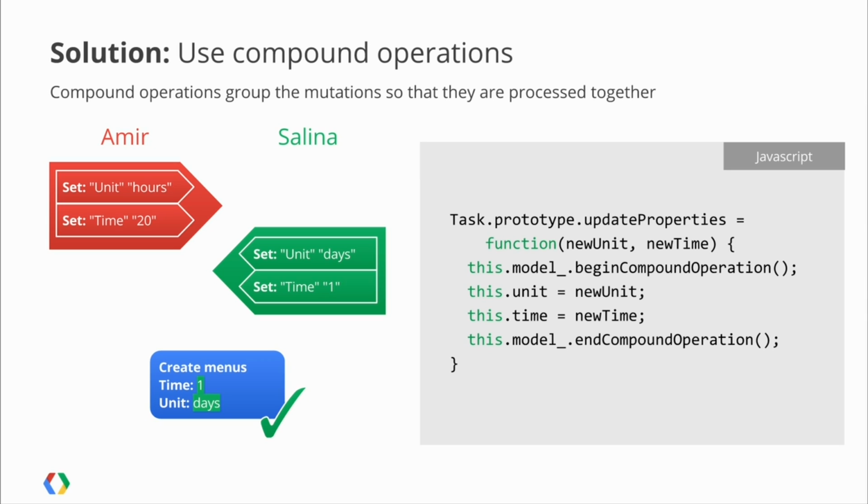and then you end the compound operation. And what happens now is the mutations that resulted in all the changes you made inside that block get sent over the network together as a set, and you can guarantee that they'll always be processed in order with nothing else being processed in between. So now we know that Amir's change is always going to be processed fully before we process anything from Selena's change. And so now we can guarantee that the end task is going to be in a consistent state.